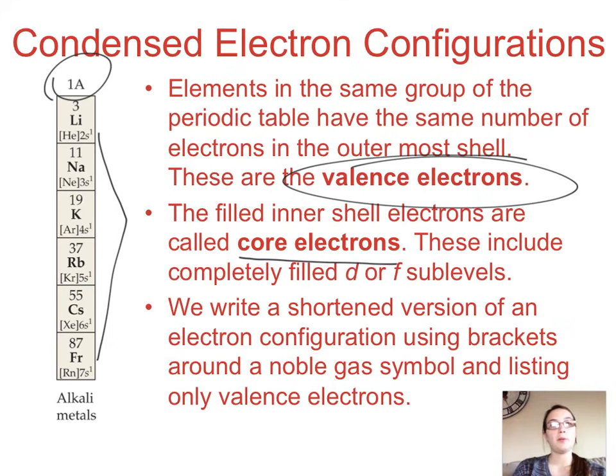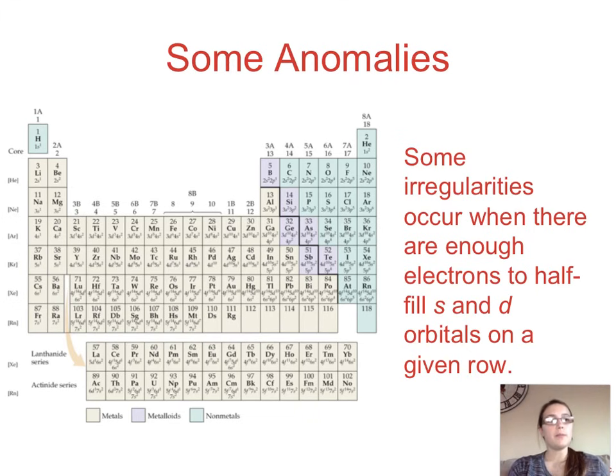So you will be able to use noble gas configurations, but it's also important that you know how to do the longhand. There are some irregularities when we don't have enough electrons to completely fill an orbital, but we do have enough to half fill different sublevels. Some anomalies on the periodic table we're going to take a look at, and it is important for you to know these irregularities.